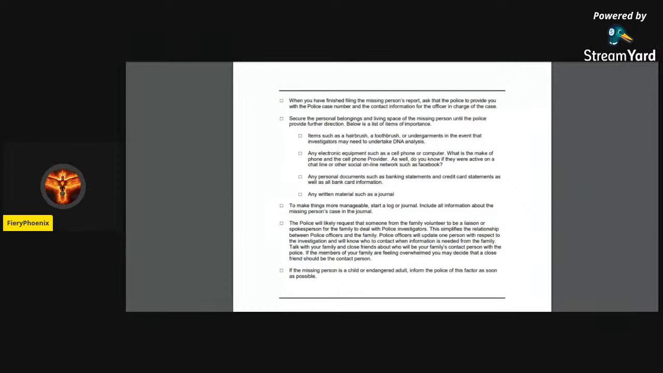Secure the personal belongings and living space of the missing person until the police provide further direction. Below is a list of items of importance, such as a hairbrush, a toothbrush, or undergarments in the event that the investigators may need to undertake DNA analysis. Wow.